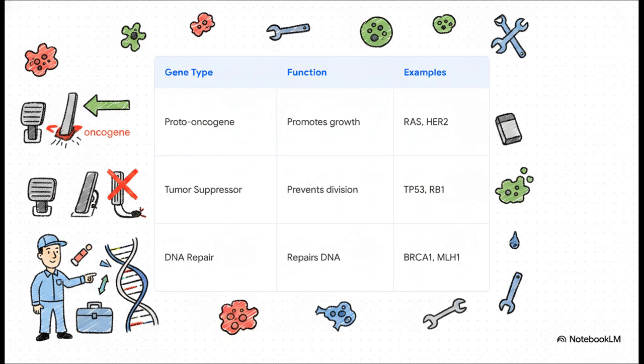On the flip side, we've got tumor suppressor genes like TP53 and RB1. They normally prevent excessive growth. They're your brakes. If they mutate, the cell loses its brakes entirely. And finally, we have DNA repair genes like BRCA1 and MLH1. These are the mechanics that fix the car. If the mechanics are out to lunch, mutations just pile up, massively increasing our susceptibility to cancer.